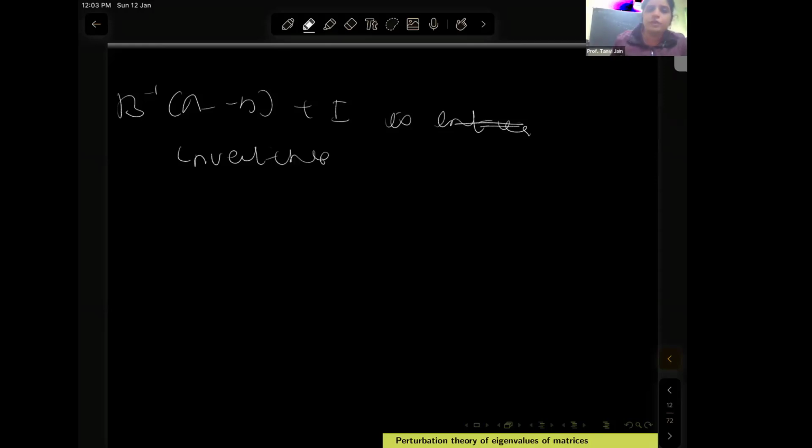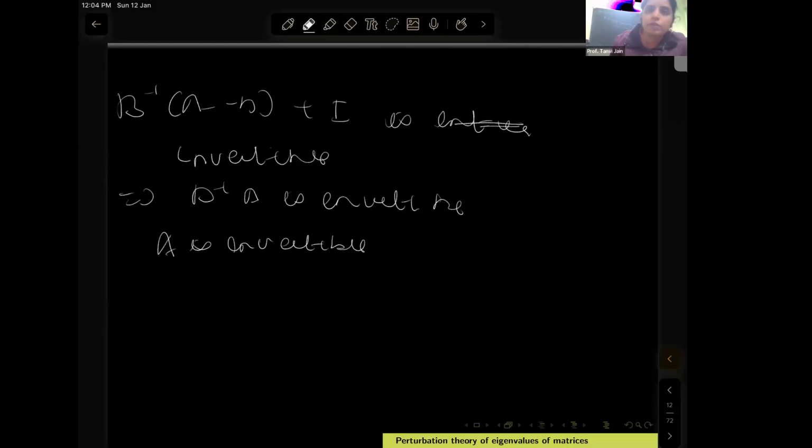What is B inverse (A minus B) plus I? So just open it up: B inverse A minus identity plus identity. So this implies my B inverse A is invertible. And if B inverse A is invertible, then my A is invertible.